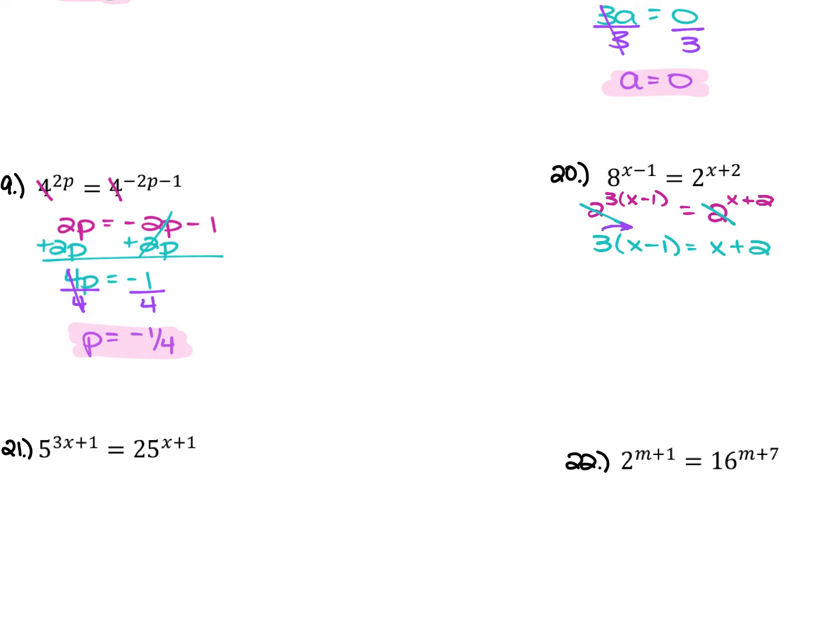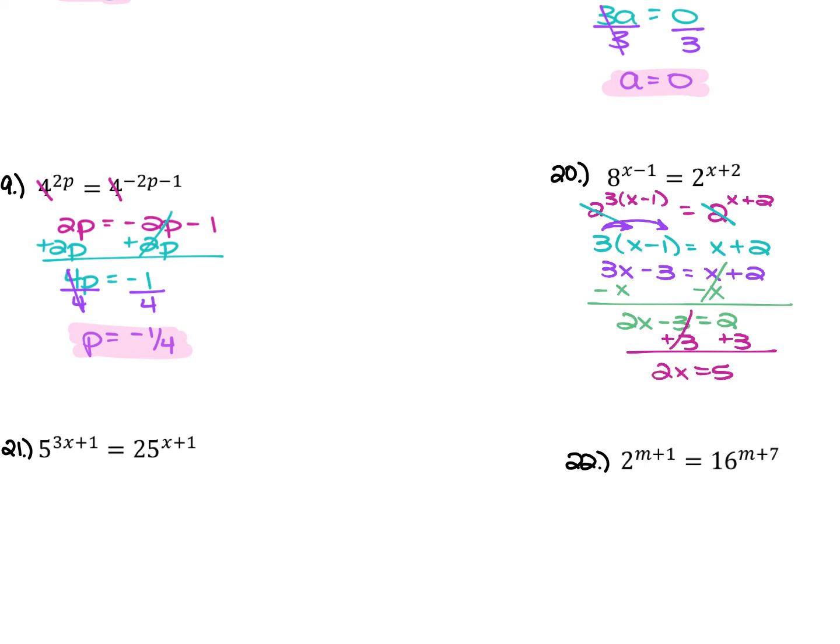We're going to distribute the 3 into the x minus 1 first. So that's 3x minus 3 is equal to x plus 2. Move your x over, subtract it from both sides. That gives you 2x minus 3 is equal to 2. Move your 3 over, add it to both sides. That's 2x is equal to 5. Then divide each side by the 2, and you get that x is equal to 5/2.